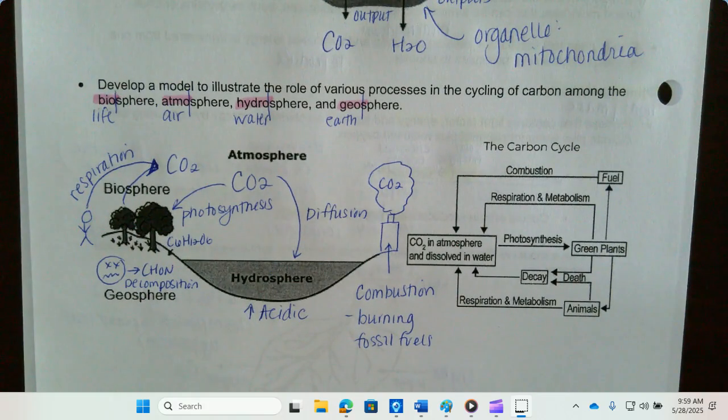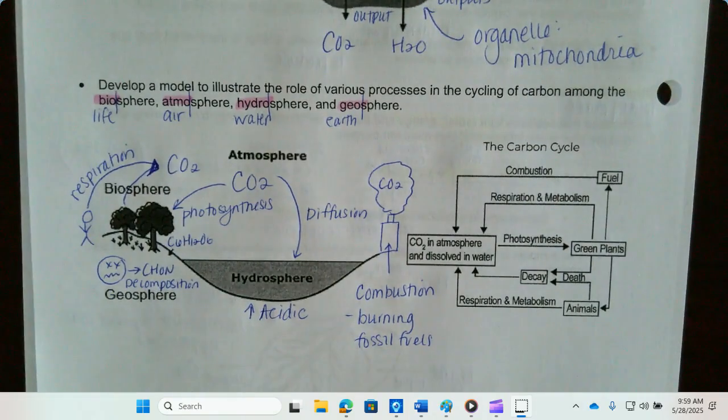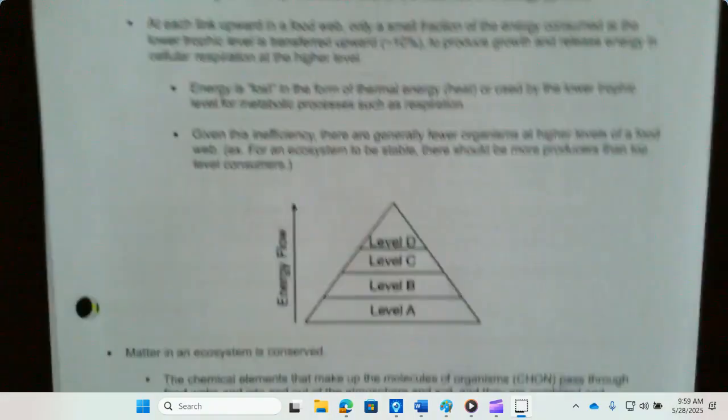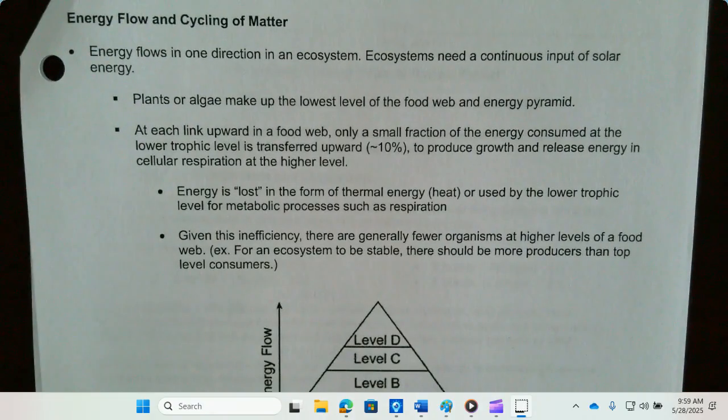The last thing that we have for this is going to be the energy flow and biomass pyramid. So again, we're pretty much just following energy and carbon in this section. I have a model. Again, whenever I see a model, I'm like, ooh man, gotta mark that up. We'll come to that in a second though. Energy flows in one direction in an ecosystem. Ecosystems need a continuous input of solar energy. That solar energy is the sun or light energy, and plants are able to, once again, capture that light energy and convert it or transform it into glucose, which is chemical energy.